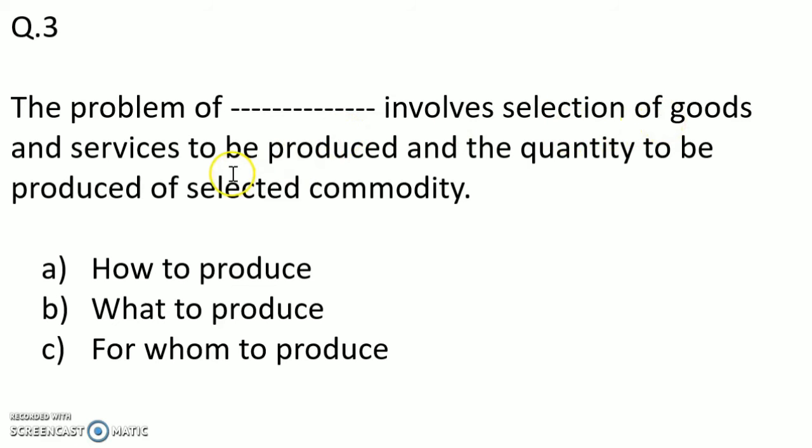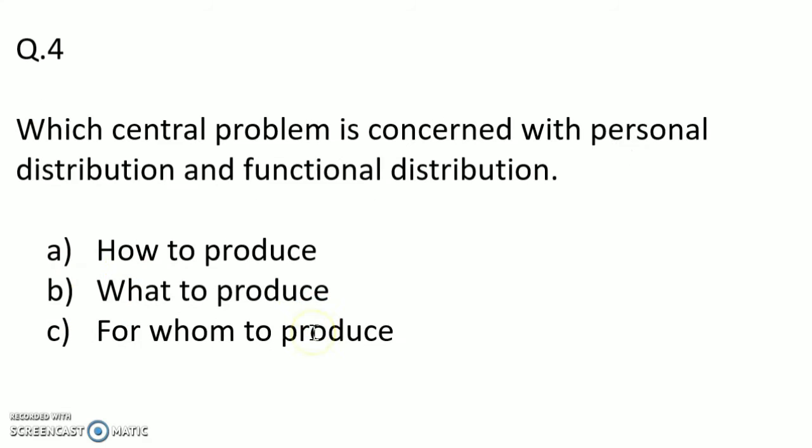Selection of goods and services to be produced. Yes, the answer is what to produce. Here the question is selection of goods and services to be produced and quantity to be produced. Then the answer is what to produce.